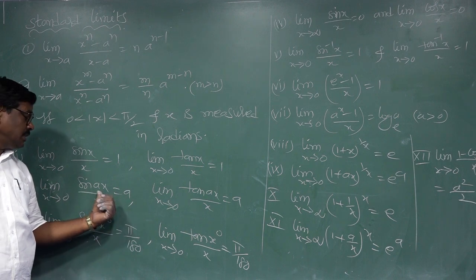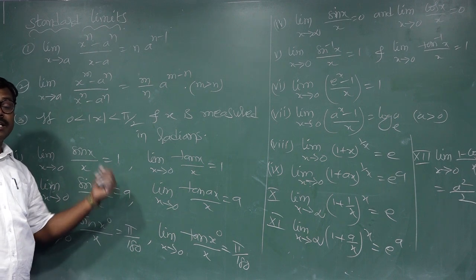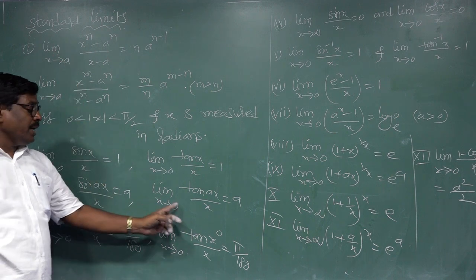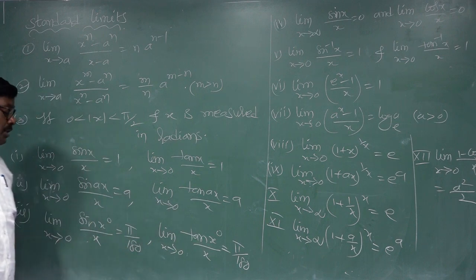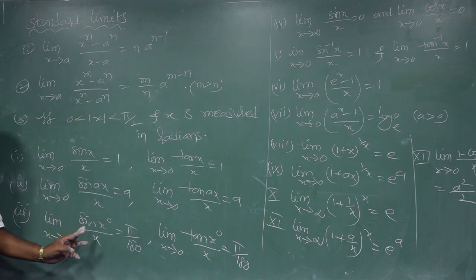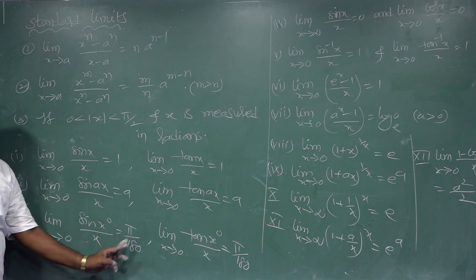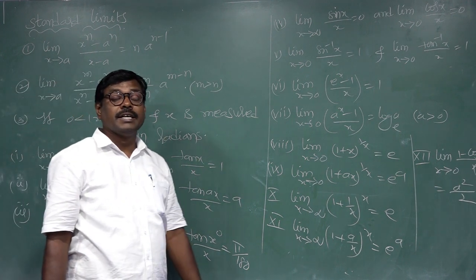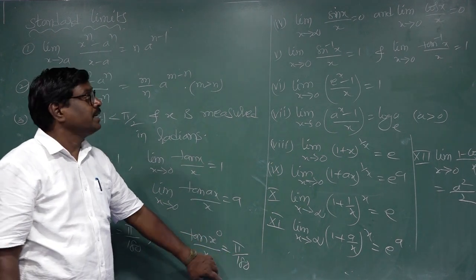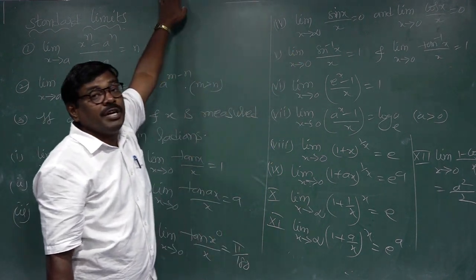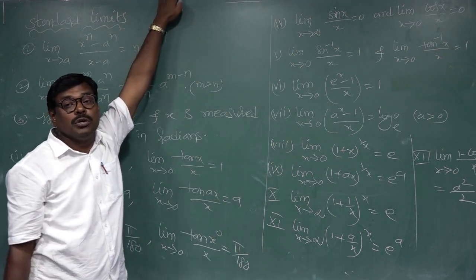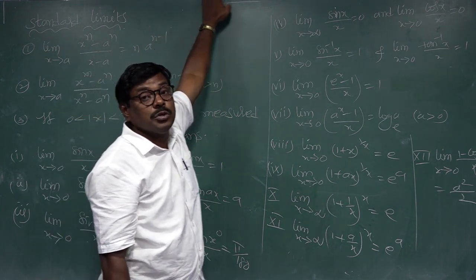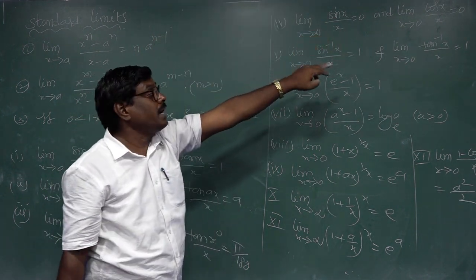Replace ax with mx. Limit x tends to 0 tan ax by x equal to a. Limit x tends to 0 sin x degree by x equal to pi by 180, and limit x tends to 0 tan x degree by x equal to pi by 180. Limit x tends to infinity sin x by x equal to 0 and limit x tends to infinity cos x by x equal to 0.